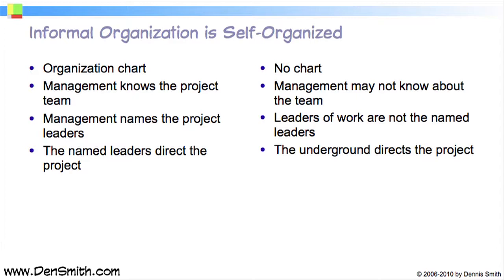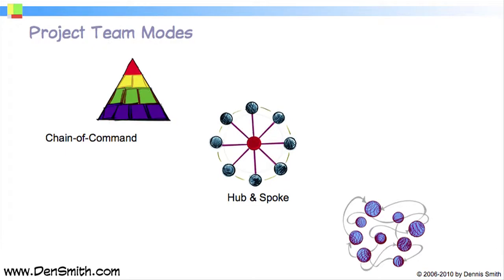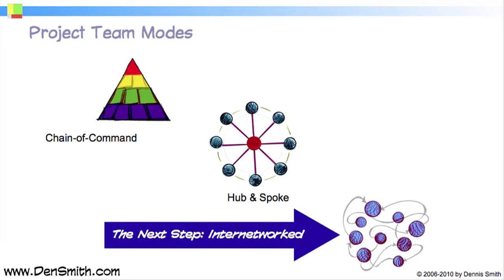The key concept is to elevate that informal, self-organized organization to make it the basis of the acknowledged and actual operation of the team. There are 3 project team modes that we're going to discuss. The first is the chain of command mode, where the person at the top basically gives everyone their daily or weekly instructions on what they're to do. The second is hub and spoke, where the leader of a smaller team generally interacts one-on-one with all the members of the team. And the third is the internetworked model.